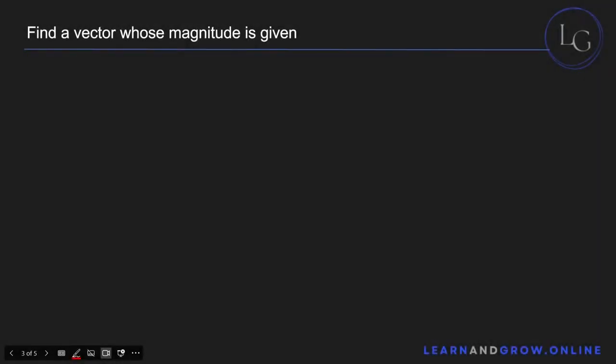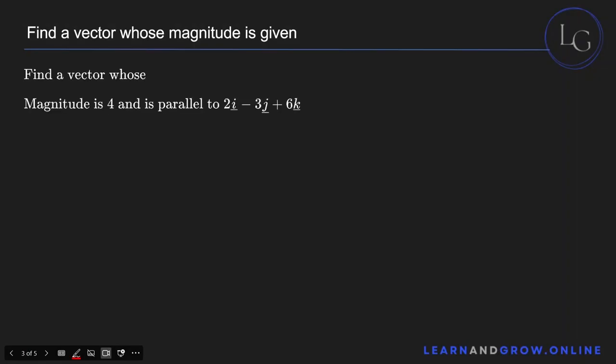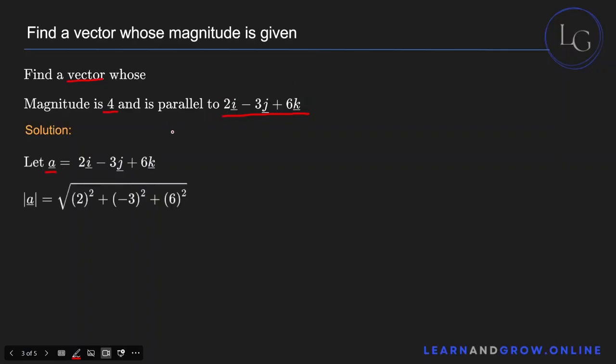Now let's find a vector whose magnitude is given. It says that we have to find a vector whose magnitude is 4, right? And it is parallel to this vector. Now, we need to find the actual vector. So let's say that vector A is equal to this parallel vector, right? And let's find the magnitude of A.